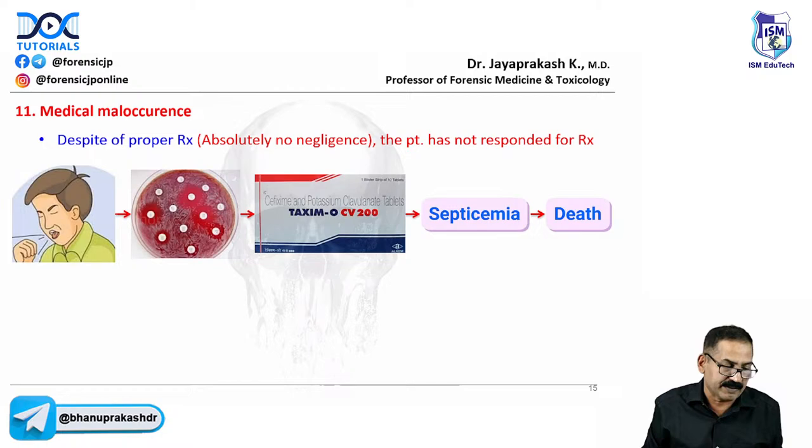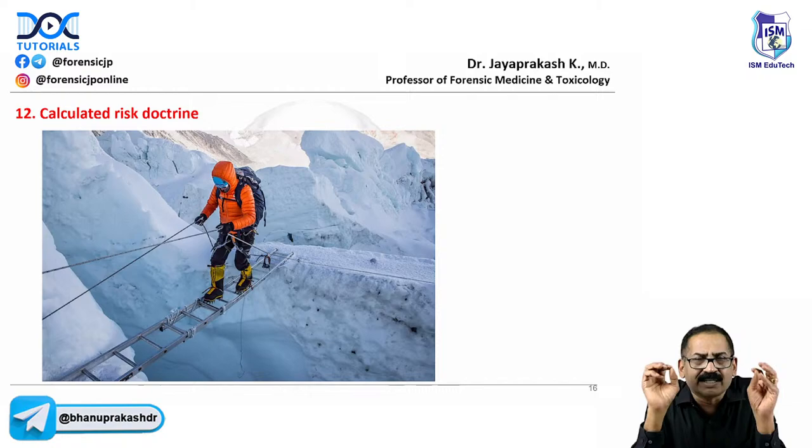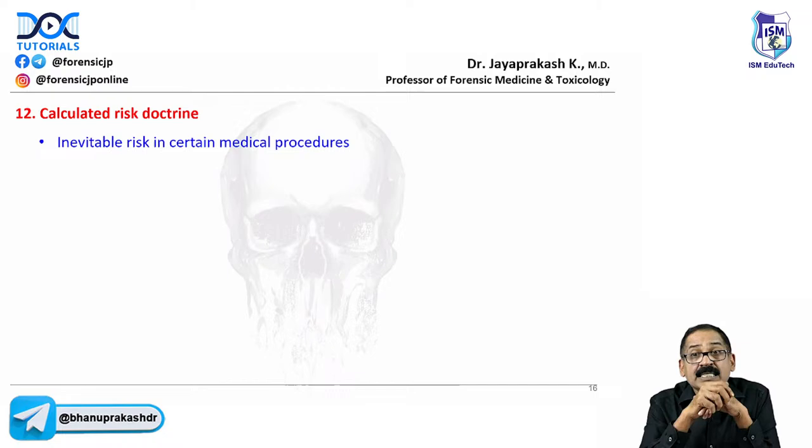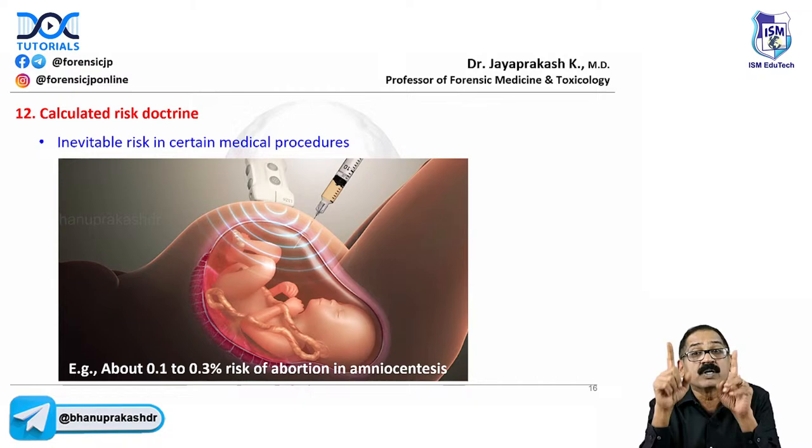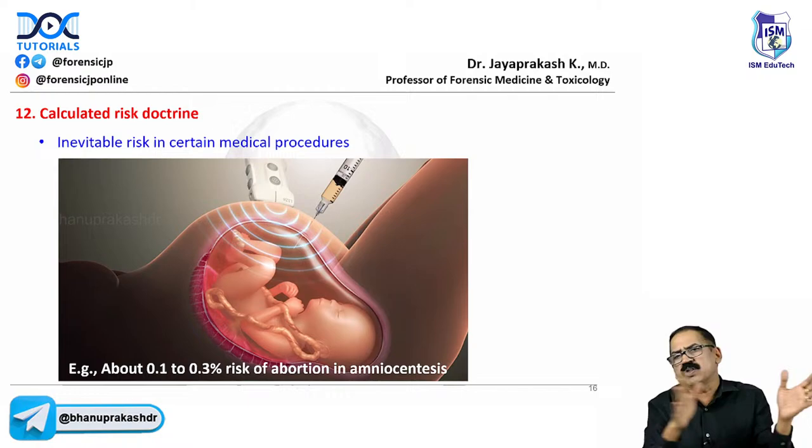Calculated risk doctrine. In each and every medical procedure, there may be inevitable risk. For example, even during amniocentesis, there may be chances of abortion, 0.1 to 0.3%, that is 1 in 1,000 or 3 in 1,000. But the only thing is, you have to inform beforehand. Just remember, all these are defenses for the doctor.